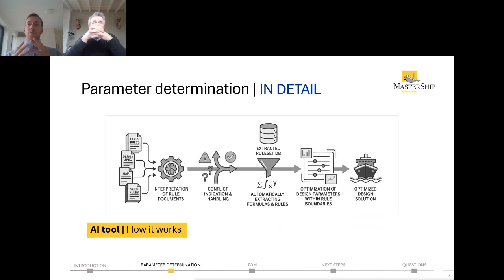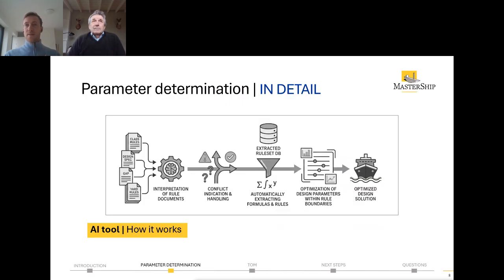So once we have those formulas and rules, but also coefficients and anything that is applicable for making the design, we can now also optimize within those boundaries. So those formulas and rules, they form sort of the boundaries of our solution, and we can optimize within those for our ideal design parameters. So we could either optimize for weight or cost. And that finally leads to an optimized design solution. And with those parameters, we can make a 3D model.